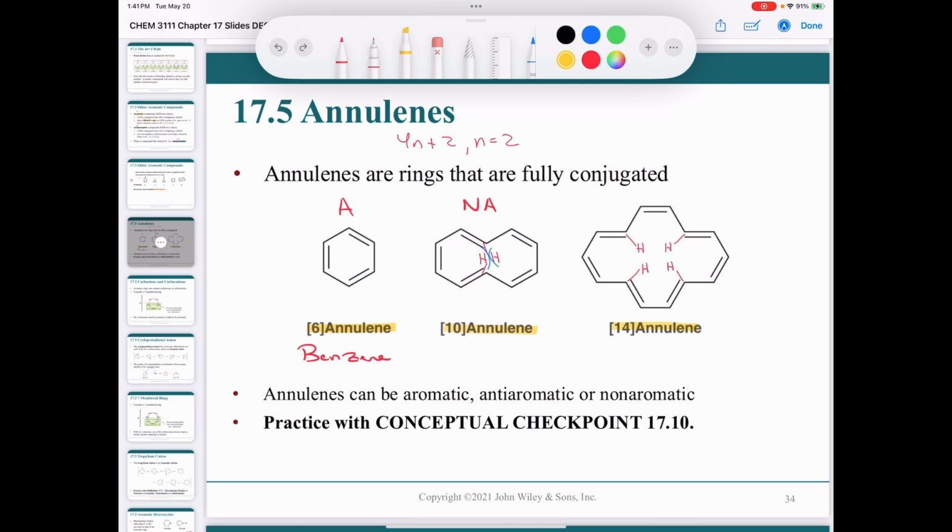And so the conclusion is benzene would be aromatic, 10-annulene non-aromatic. Why? Because it's not planar. And then 14-annulene is not perfectly planar, but it's not out of planarity enough to make it non-aromatic, so it would be considered to be aromatic. And then 18-annulene would be aromatic as well.